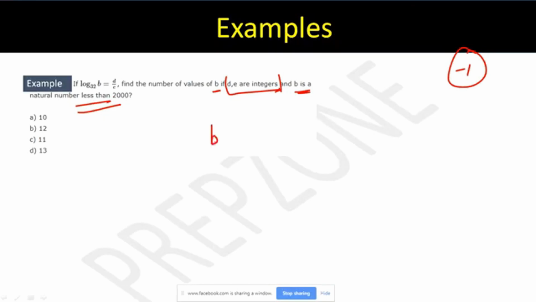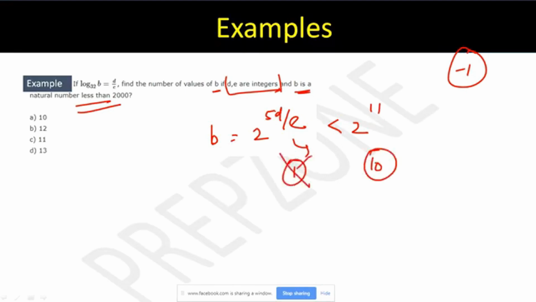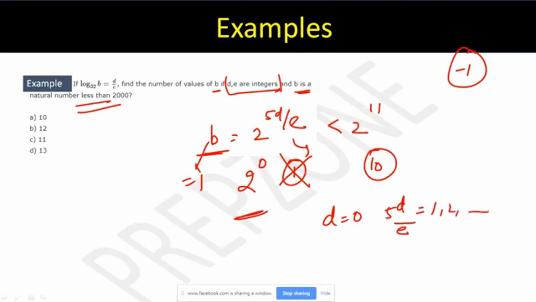So let's see. B was what? 2 to the power 5d by e. And I'm saying this is less than 2 to the power 11, right? Because it's less than 2000. So maximum power of 2 which we can accommodate is 10. But guys, what is the minimum value? Is it 1? No, it's not 1. B is a natural number. B can also be equals to 1. So even value of 2 to the power 0 is allowed here. So d can be equals to 0. And 5d by e can be equals to 1, 2 till 10.